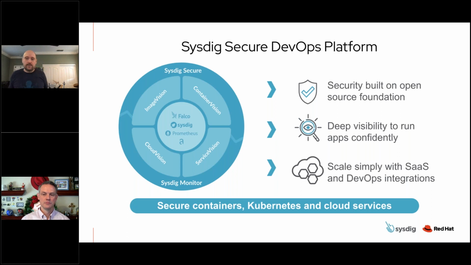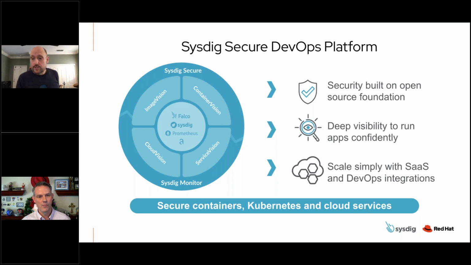Our goal is to give you deep visibility to run confidently, so I can see what's happening in a container. I can take action, I can block, I can do all sorts of things, right? Including doing forensics for containers. And then at the end of the day, we're making it very easy for you to get started. So scaling, one of the things that OpenShift is very, very good at is scaling, and one of the things that Sysdig is very, very good at is scaling. And some of that is just because you can easily get started, let us handle the back end, and away you go. And we've done a lot of DevOps integrations.